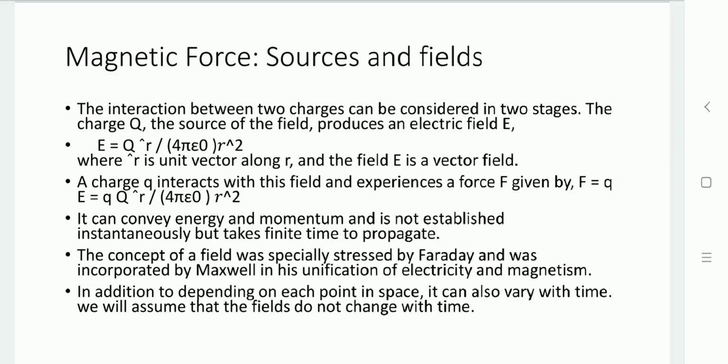Now we introduce another charge, small q. Based on the field present, a force acts on it due to the field around the charge capital Q. Based on these two charges, by Coulomb's law again, the force is small q into capital Q by 4 pi epsilon 0 r square, where r is the distance between the two charges and r caret is again a vector quantity.